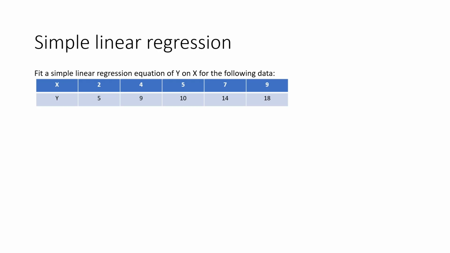Here we can see that we have a data set of two variables, y and x, and we are asked to fit a simple linear regression equation of y on x. When we say an equation of y on x, it means that y is the dependent variable and x is the independent variable. If we say a regression equation of x on y, then x will be the dependent variable and y will be the independent variable. So at first we need to write the form of the simple linear regression.